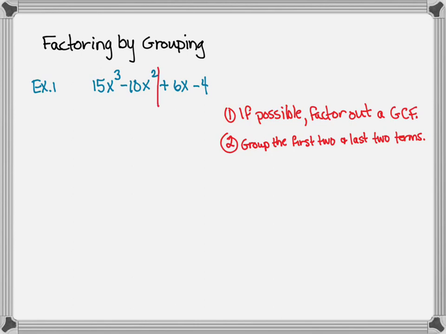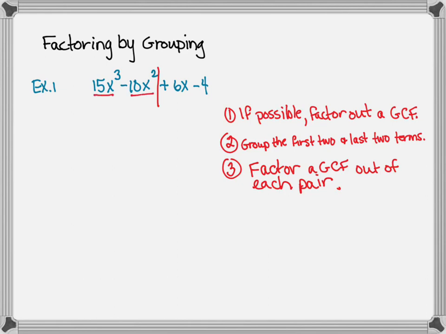And I like to do that by putting a vertical line to kind of split the four terms in half. And we will factor a greatest common factor out of each pair. So in the first pair, 15x cubed negative 10x squared, my GCF is 5x squared. 15x cubed divided by 5x squared is 3x. Negative 10x squared divided by 5x squared is negative 2.